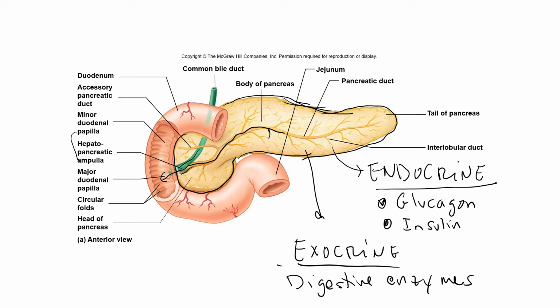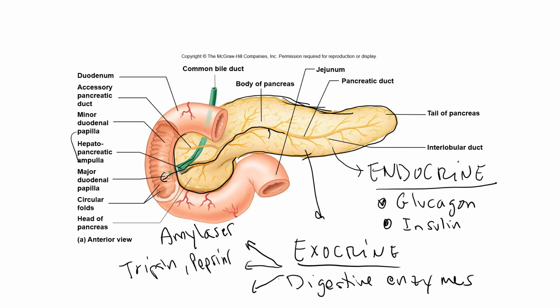Digestive enzymes of the pancreas include pancreatic amylases, which will break down carbohydrates, pancreatic trypsin, and pepsins, which will break down proteins, and pancreatic lipases, which will break down lipids.